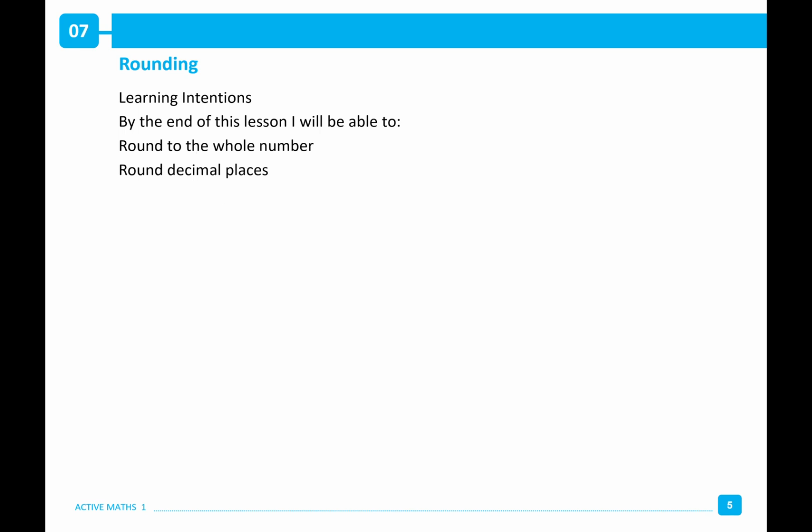Hi guys, today's lesson is on rounding. By the end of this lesson, you will be able to round up to a whole number and round to a certain decimal place.